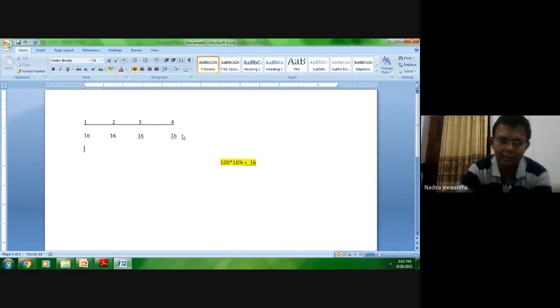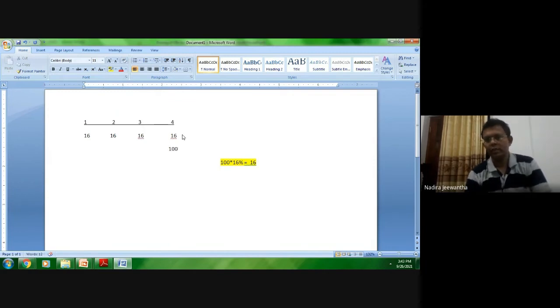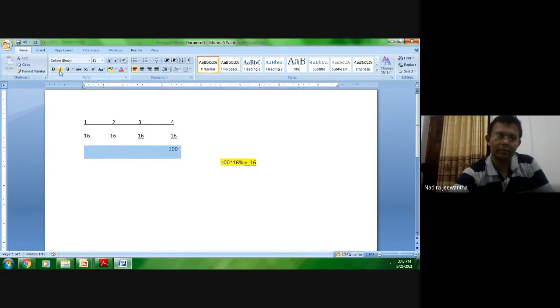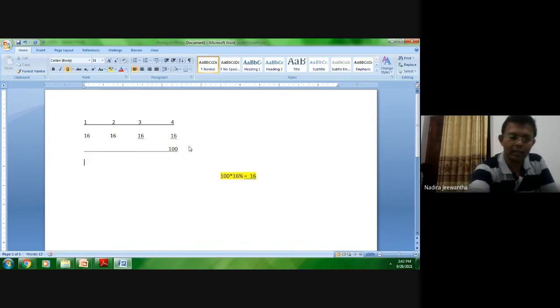What else? There is another cash flow I am receiving. On maturity, I am getting the face value. These are the cash flows I am getting. So each year the total is 16, and here the total is 16.